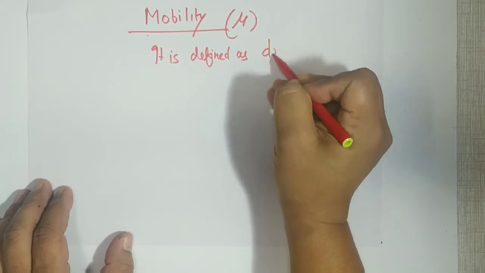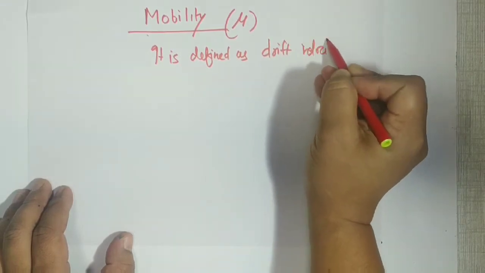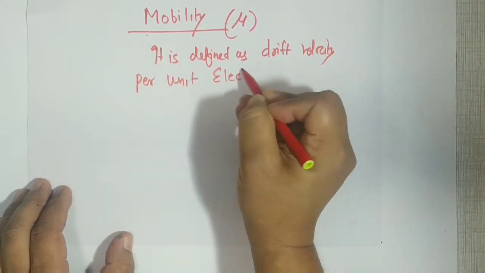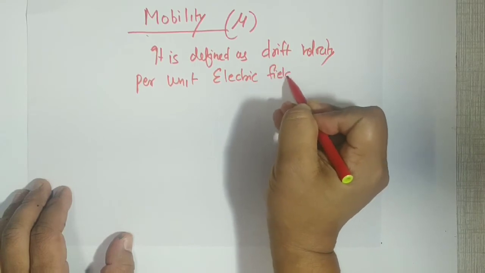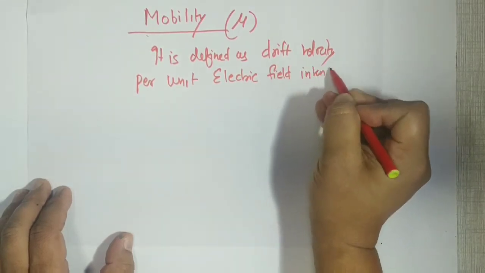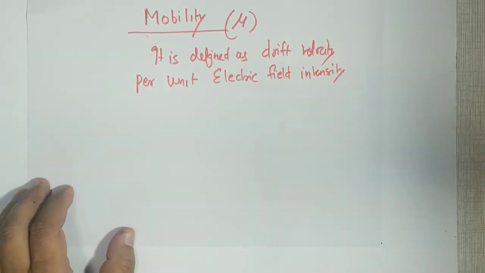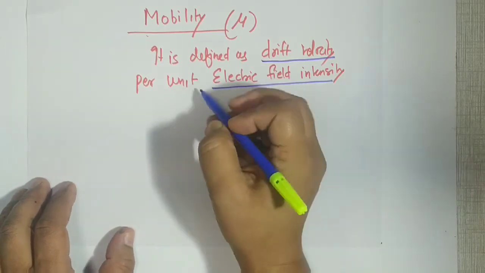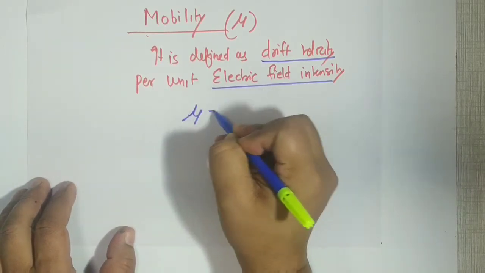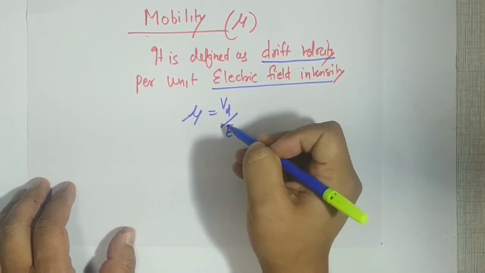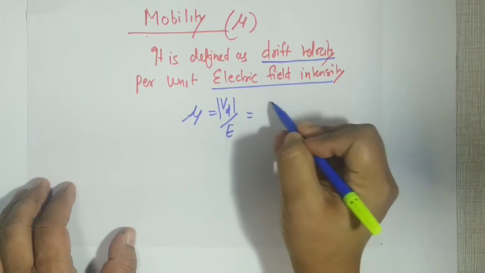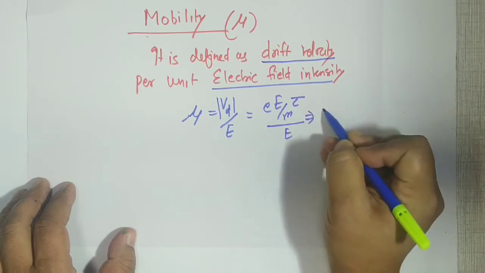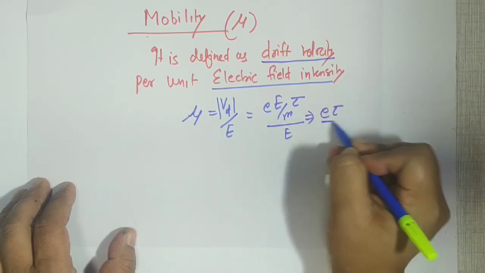as drift velocity per unit electric field intensity. So we can compare how the mobility is going to come. Drift velocity, you know, is opposite to the electric field intensity. So drift velocity per unit electric field intensity, very simply, is Vd by E. And if I put the Vd value here, it will be eE by m into tau. Last class we discussed it. So if you do it, it will be e tau by m.